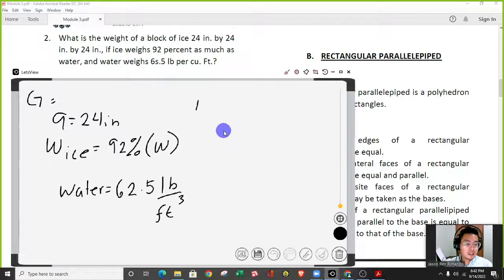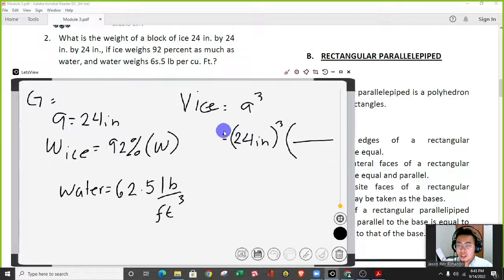Compute for the volume of ice. A volume of ice. Okay, you have A cube or 24 inch cube. Okay? Since yung water natin is per cubic feet, kailangan nating i-cancel out yun. In order to do that, we convert your inch into feet. So 12 inch is to 1 feet. Then cube. Okay, what is the answer? 8 feet cube. 8 cubic feet. So, that is the volume of ice.